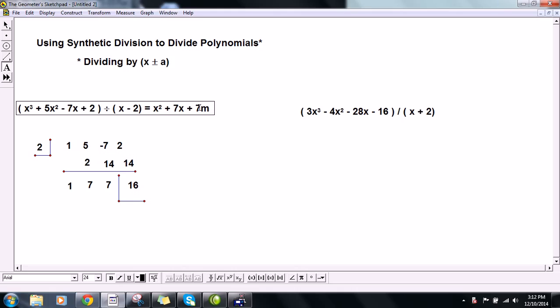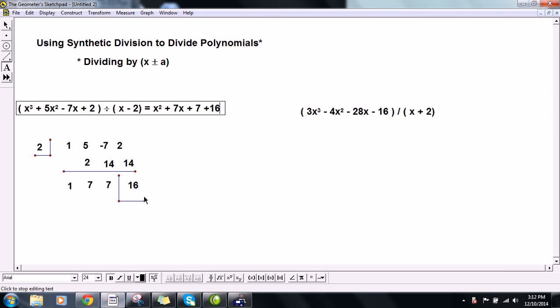So you might ask, what on earth then is the 16? Well, the 16 is a remainder, right? So the final number here in the box is the remainder. If there is a remainder, it means it doesn't divide evenly, right? So 9 does not divide 12 evenly, so you'll have a remainder.